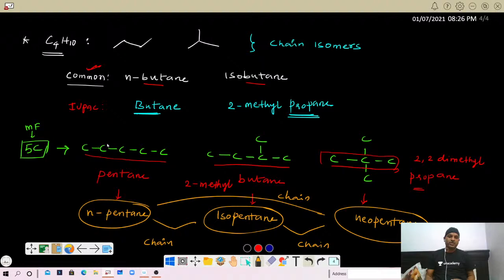So you can draw the line formula for this molecule like this, and isopentane being like this, and neopentane is like this. Right? Hope you understand. So what are chain isomers? How can we understand them? In the IUPAC system, if the root word is different, they could definitely be chain isomers. Okay, right.